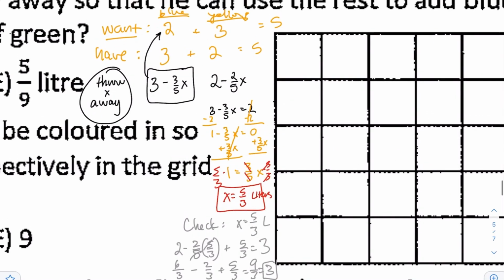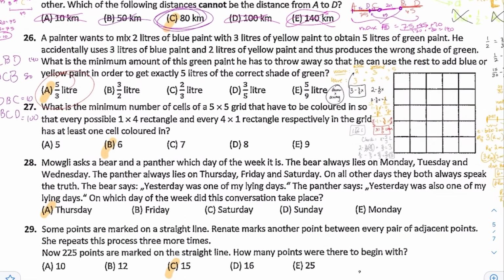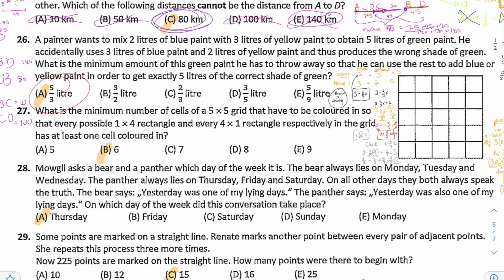You throw away 5/3 liters, or 1.6 liters of paint. 40% of that would be yellow, 60% of that would be blue, and you replace all 1.6 liters with yellow, and you would get 3 liters of yellow and 2 liters of blue, which will give you the ratio that you want for the paint color. So for 26, the key was to essentially do part over whole and match what you have with what you want.